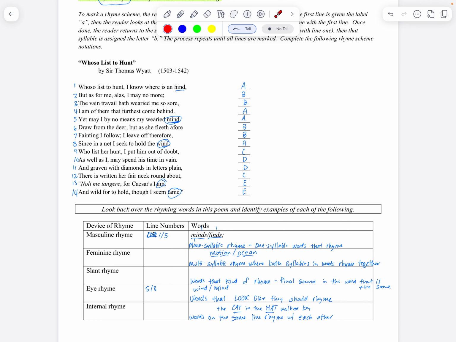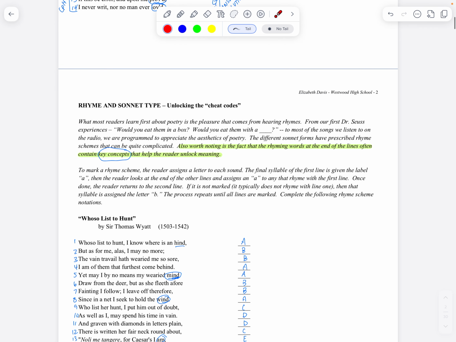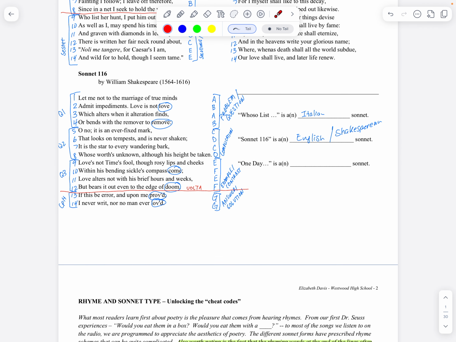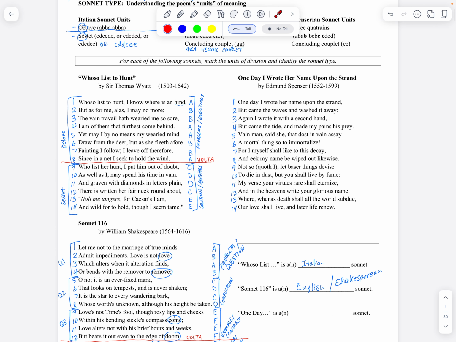So in class, we would have you look at Sonnet 116 and identify the types of rhymes together with your table groups. And then individually, we'll have you do the same thing with "One Day I Wrote Her Name Upon the Strand."